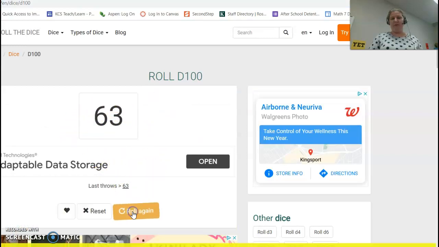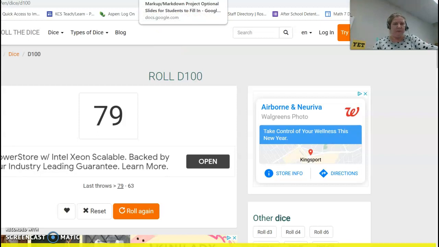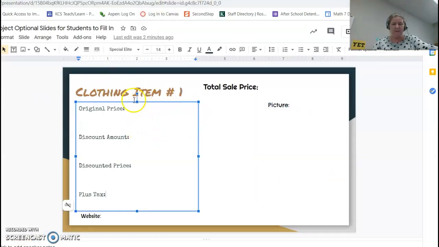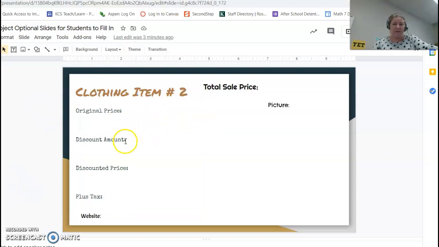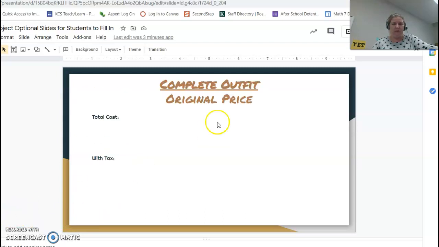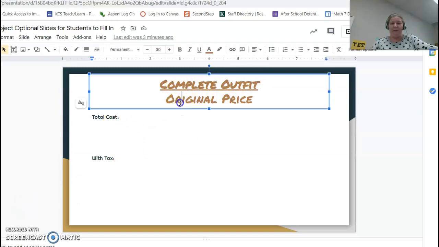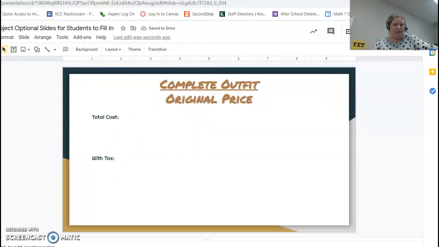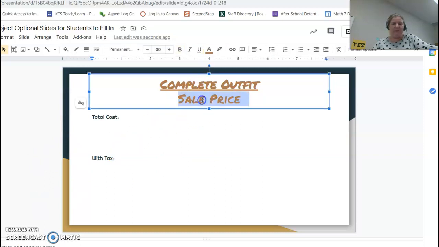Here's how it works. You just hit roll again. So then I would take off 79%. Which is not really realistic, but for the purpose of this project, that's what we would do. So this is clothing item number 1. Then you would go 2, 3, 4. You have your totals here. Your complete outfit. This is the original price. Bold that. Underline it. Nope. Original price. And then you would have the complete outfit, the sale price.